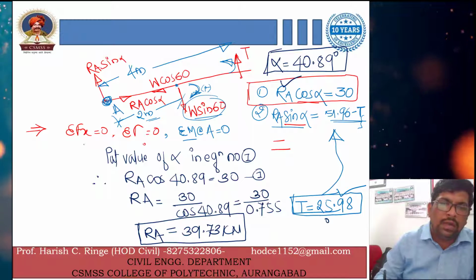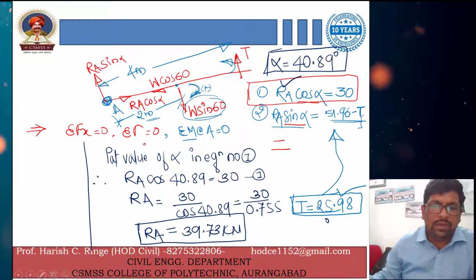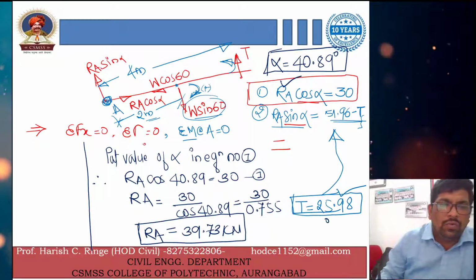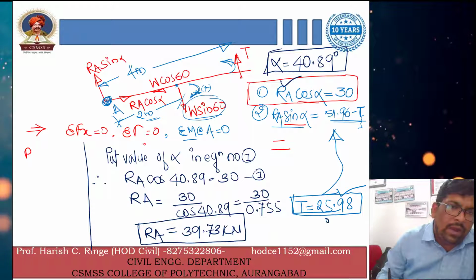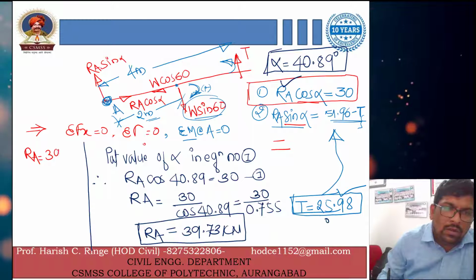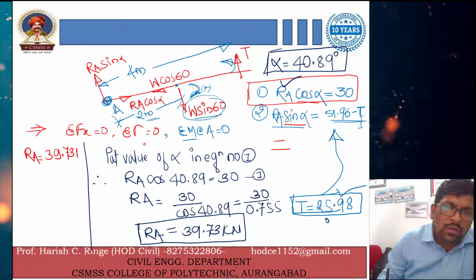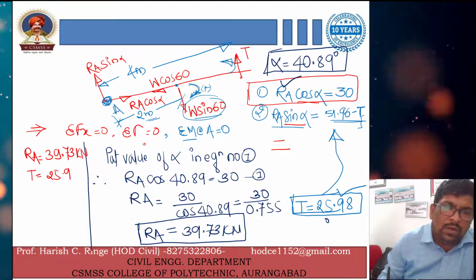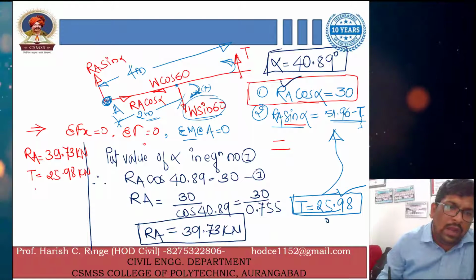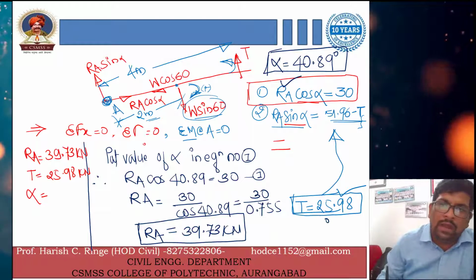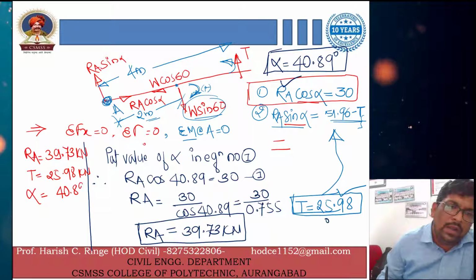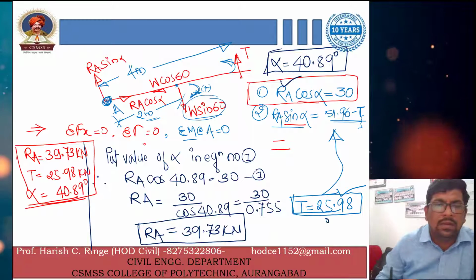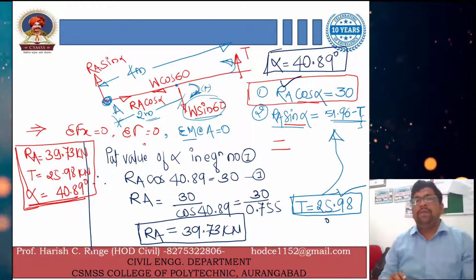So what we have got, you can just mark over here. After finishing all your problem, you can just highlight what you have calculated. So you have calculated the value of Ra, which is nothing but 39.73 kilonewton. Then you have calculated T, that is nothing but 25.98 kilonewton, and you have calculated the value of alpha, that is nothing but 40.89 degrees, and this much is the required answer. You can just make a block for this answer. So this will be the final answer.